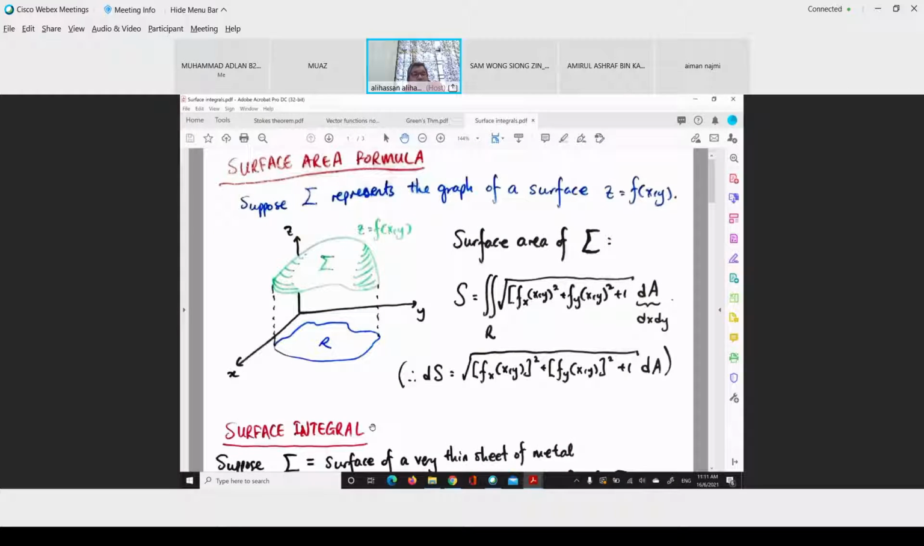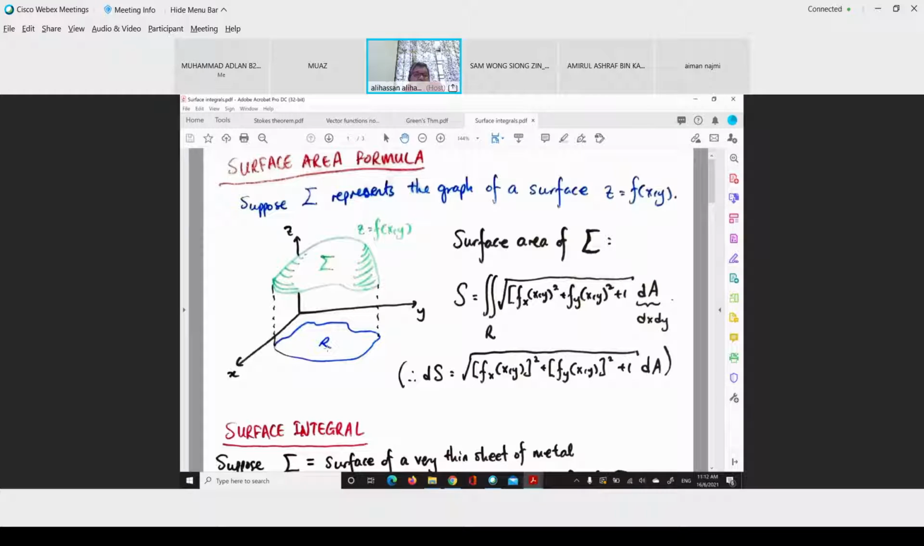Before we can discuss surface integral, let's first look at the double integral formula for finding the surface area of a surface. We know that z equals f(x, y). The graph is some surface in a three-dimensional space. Suppose the domain is bounded, restricted to this region R.